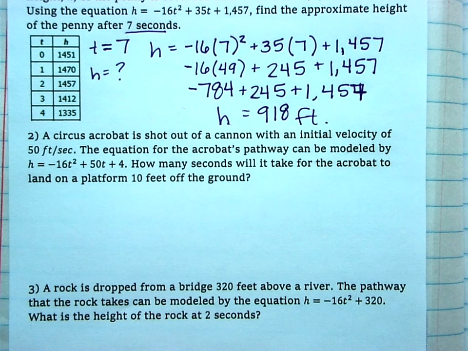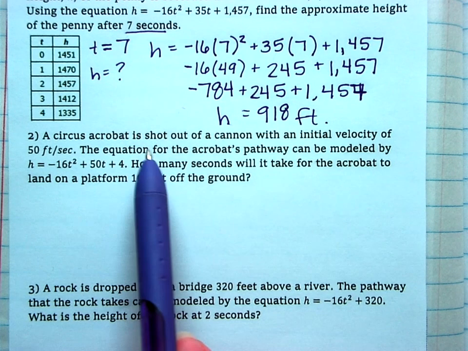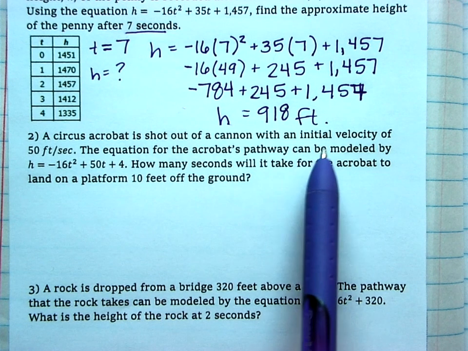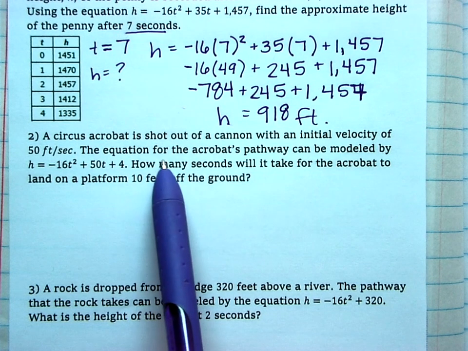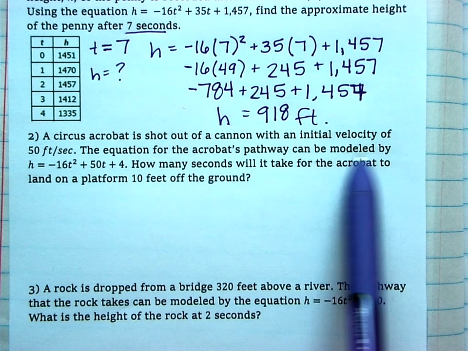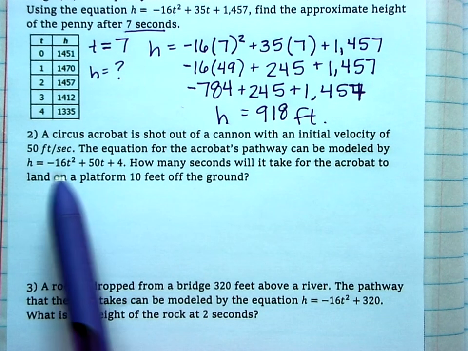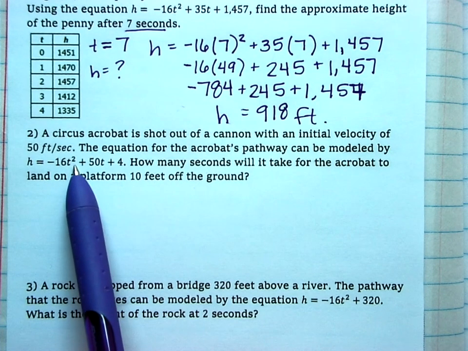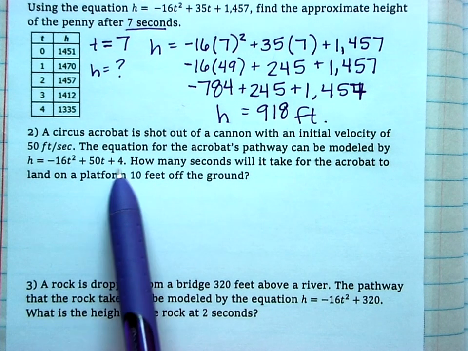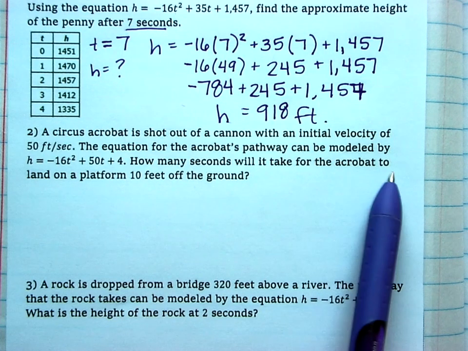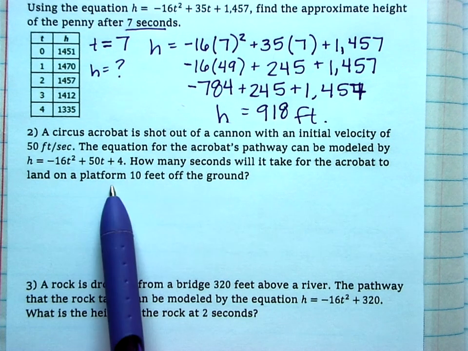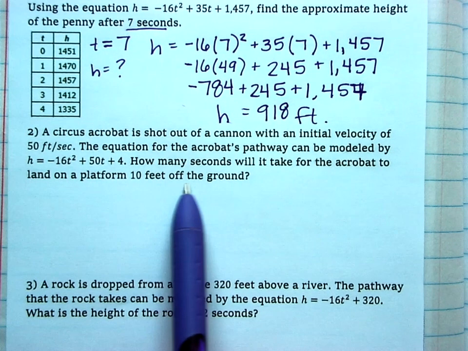A guy that performs in the circus is shot out of a cannon with an initial velocity of 50 feet per second. The equation for the acrobat's pathway can be modeled by h equals -16t squared plus 50t plus 4. How many seconds will it take for the acrobat to land on a platform 10 feet off the ground?